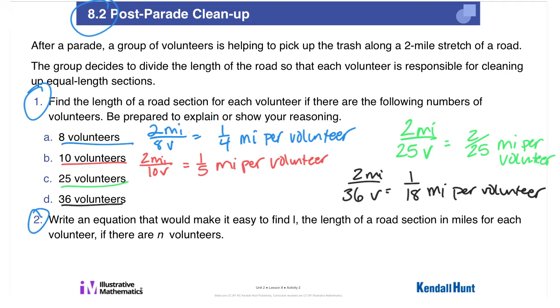In number 2, we want to see this pattern that we've started using and create an equation with it. So write an equation that would make it easy to find L, the length of a road section in miles for each volunteer if there's N volunteers. So I've noticed that in my pattern, I kept taking my 2 miles, dividing it by the number of volunteers, and that would be L. There's my cursive L, the length of the road that they're each going to clean.